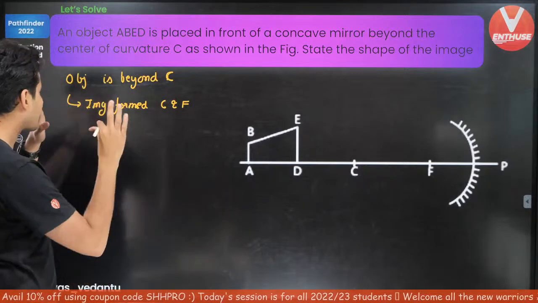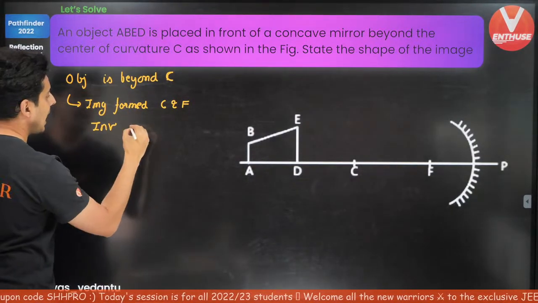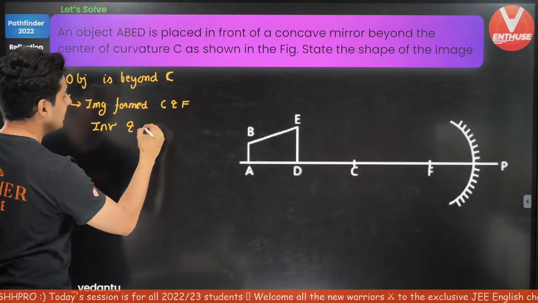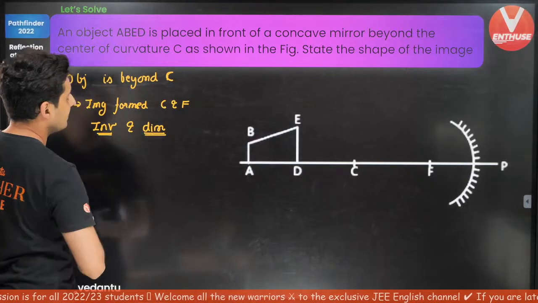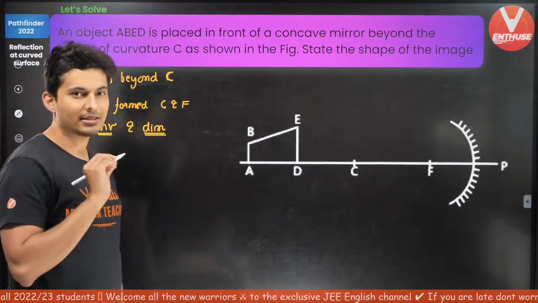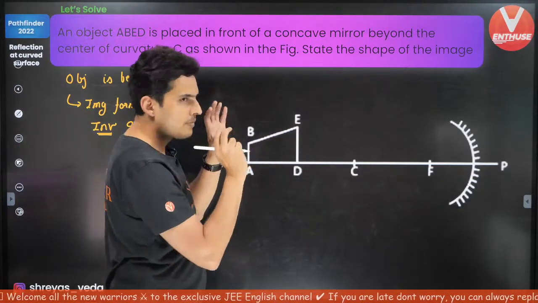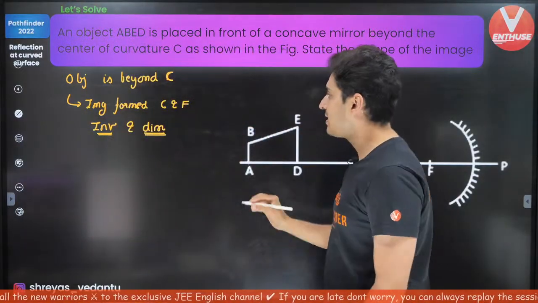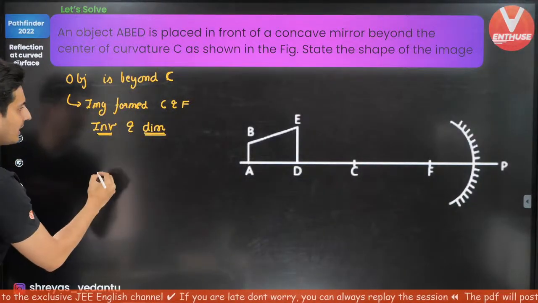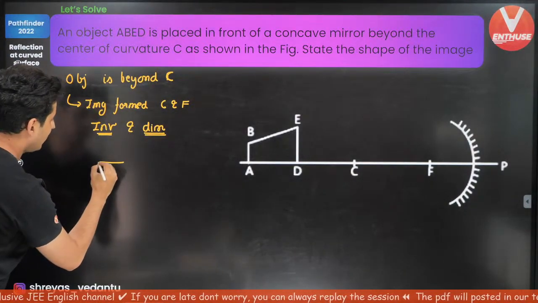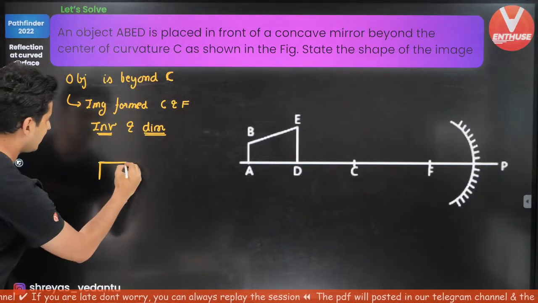Next thing, it will also be inverted and it will be diminished. It will be inverted as well as diminished. Interesting, very interesting. So I have to flip this and make it small. Okay, let's just mentally picturize how it's going to look. Let's just flip it and make it small. So a smaller thing like this, and yep, something like that.